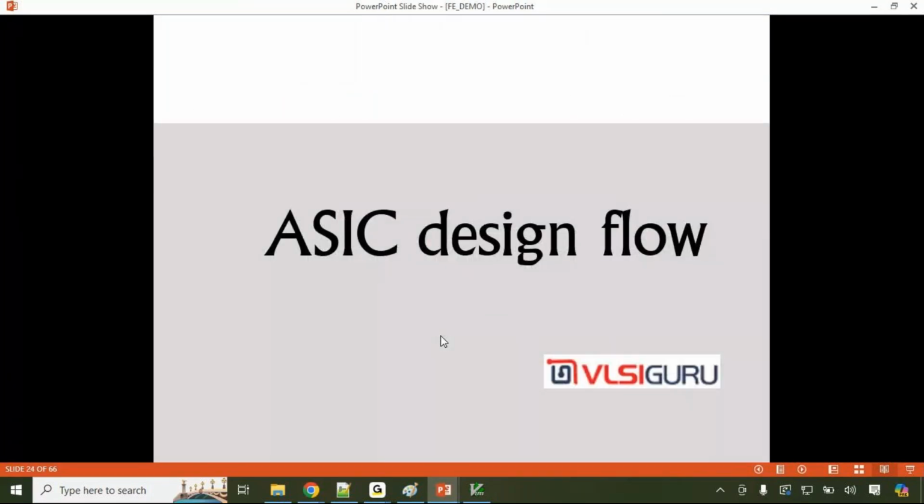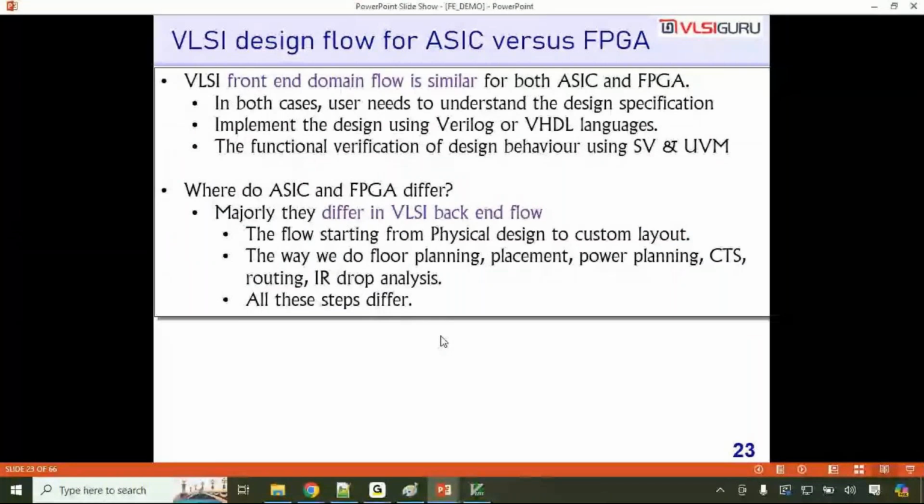Now let us specifically focus on the ASIC design flow. Okay, why did we talk about FPGA? The idea is to tell you that there is one domain called FPGA. You can explore career opportunities in FPGA also. Instead of just choosing one course, let's say a lot of people enroll for physical design. When a lot of people enroll, what happens? Automatically there is a competition, right?